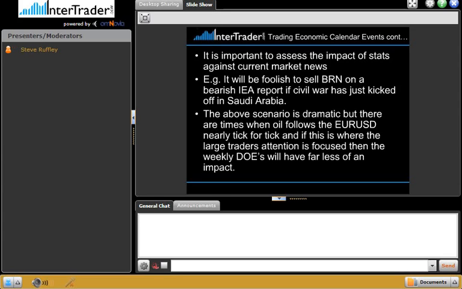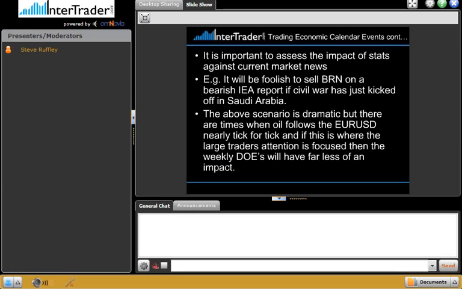It's also important to assess the impact of the stats against current market news. It's all very well understanding what the figure comes out as, but what does that mean in the wider economy? It would be foolish to sell Brent on a bearish IEA report if civil war just kicked off in Saudi Arabia. It's superseded by the overall news. You have to understand what's happening in the wider economy and what other people are looking at, rather than just going off the individual figures.